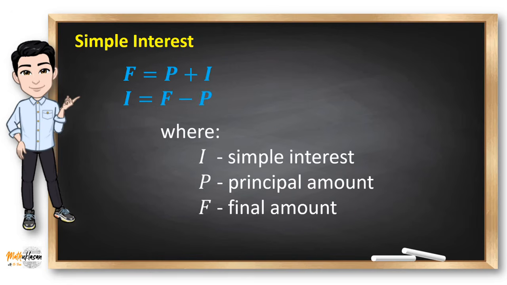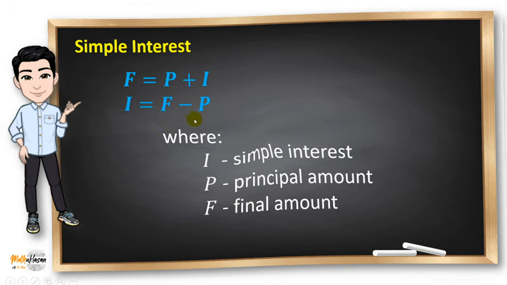Now, to get the final amount, we just need to add the P or the principal plus I, which is the interest. If you're looking for the interest and the final amount and the principal amount are given, you just need to subtract these two values.